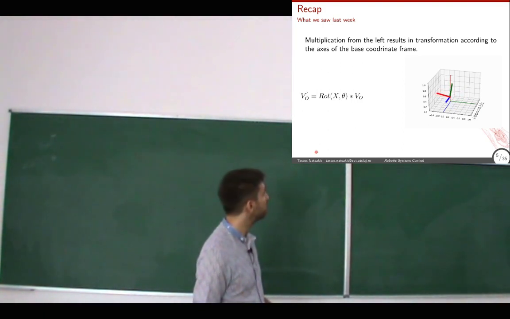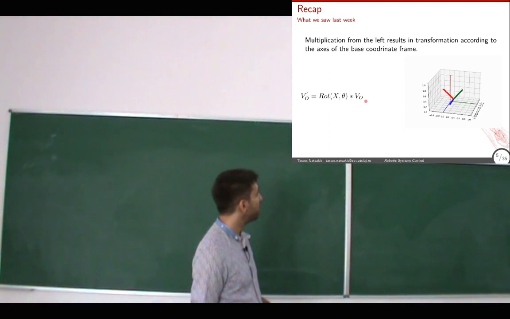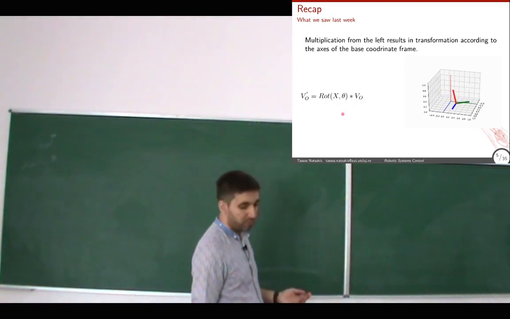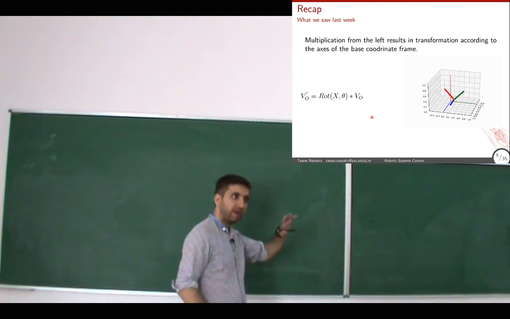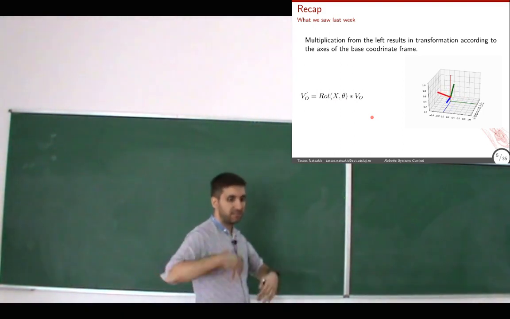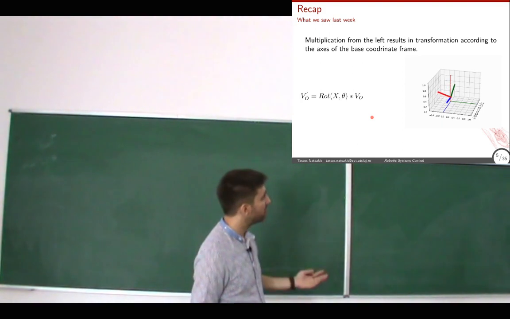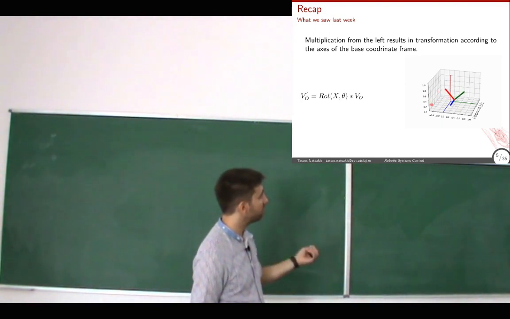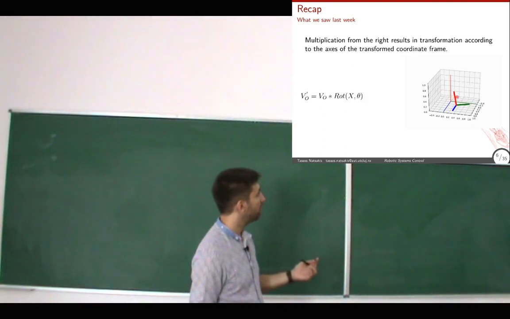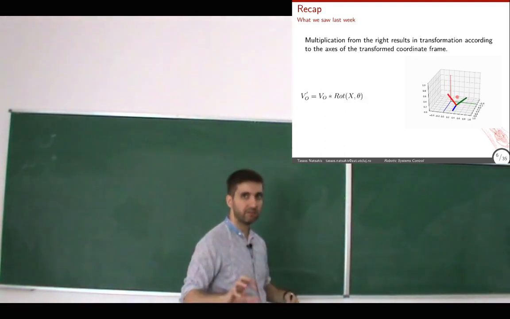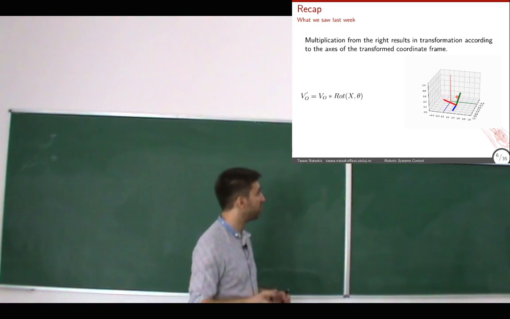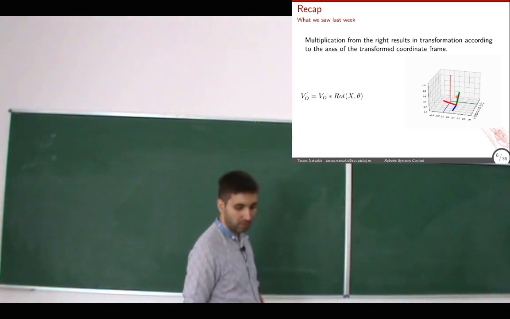Let me turn on the laser. So a coordinate frame and the transformation matrix. And we saw that the difference between multiplying from the left or multiplying from the right has a different meaning. So this is how we represent it: multiplication from the left results in a rotation around the static frame, while multiplication from the right results in a transformation around the moving frame.